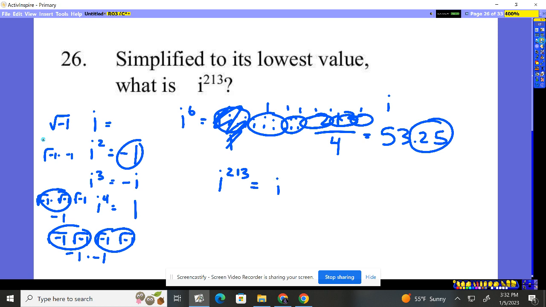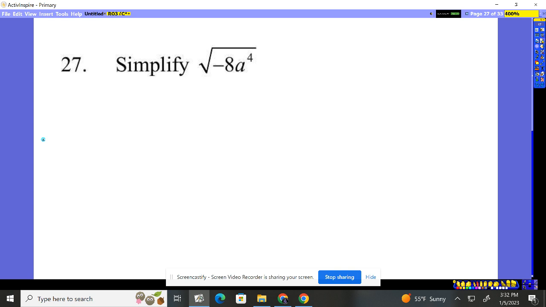Let's look at the next problem. The next says simplify the square root of -8. This is not a problem. If it has a negative, we're always going to put a -1 there, and it's going to come out as the imaginary number i. 8 is 2 times 2 times 2.